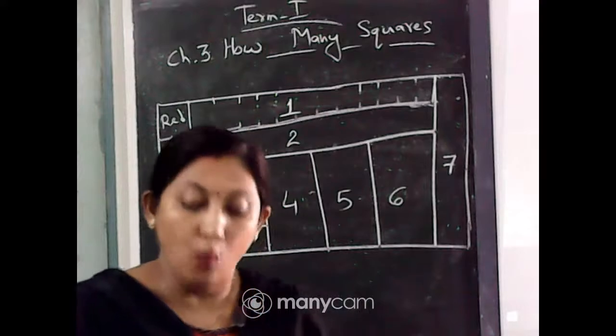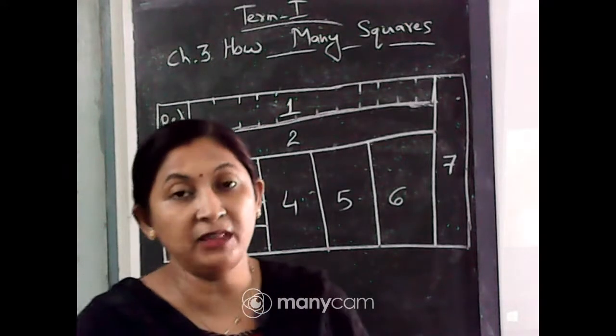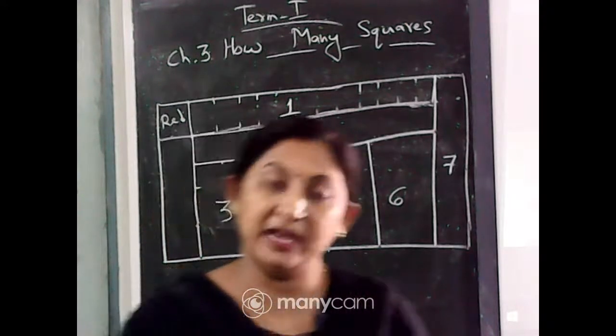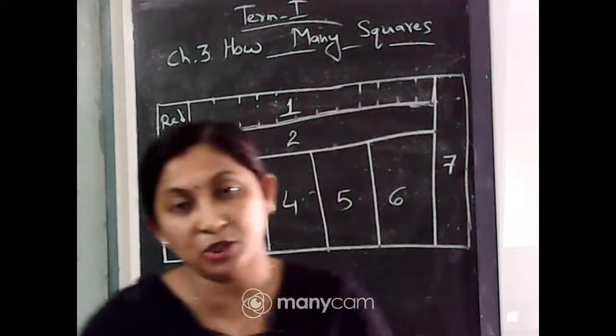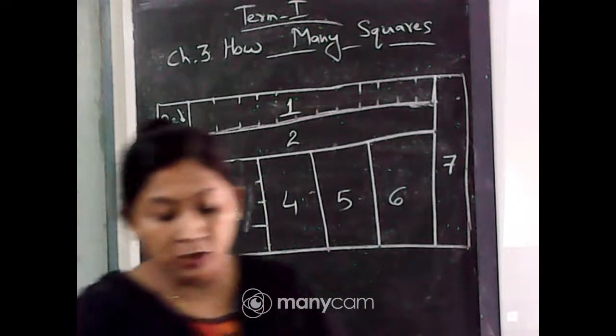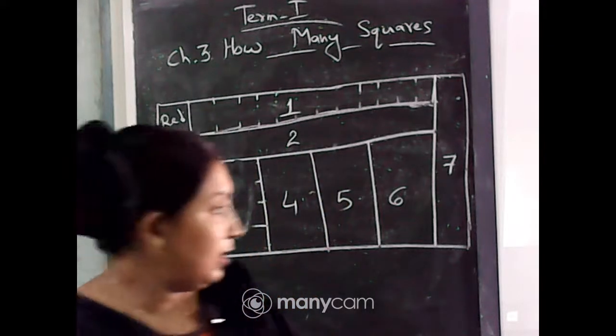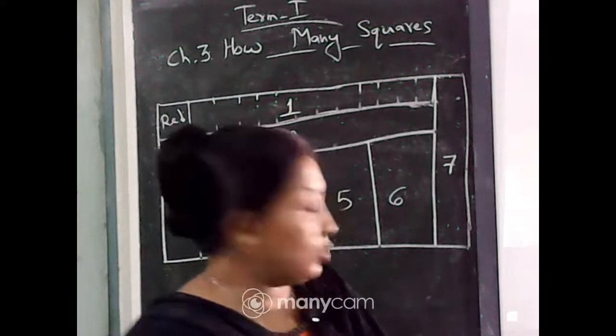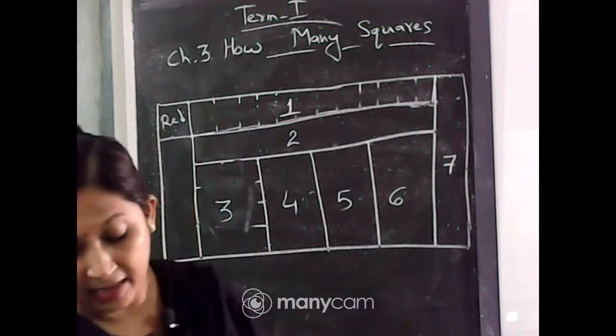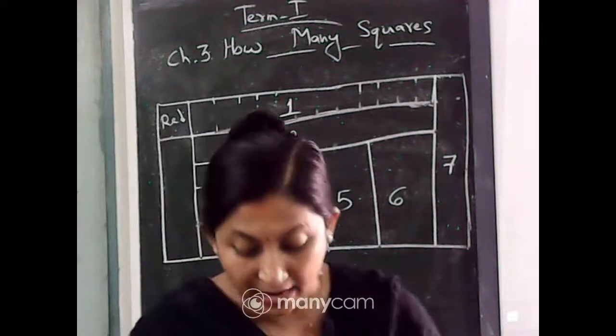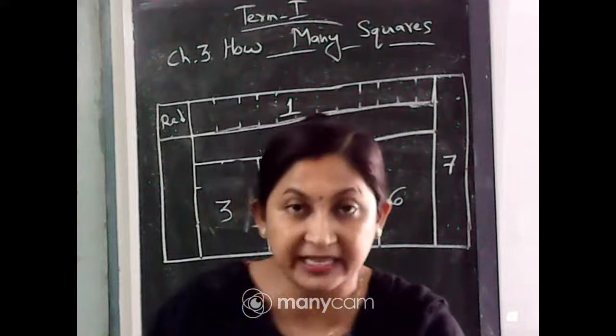That means, whatever the squares are given, they are of 1 centimeter. That means, their length is also 1 centimeter, breadth is 1 centimeter. Okay. So, how many have you counted for stamp A? You have counted 18. So, the answer will be 18 squares. Stamp A covers 18 squares.